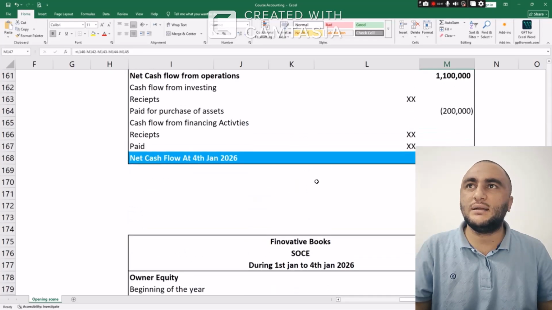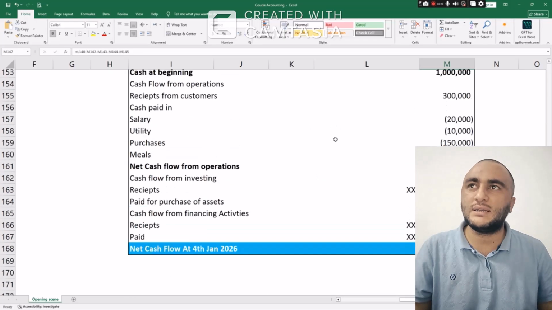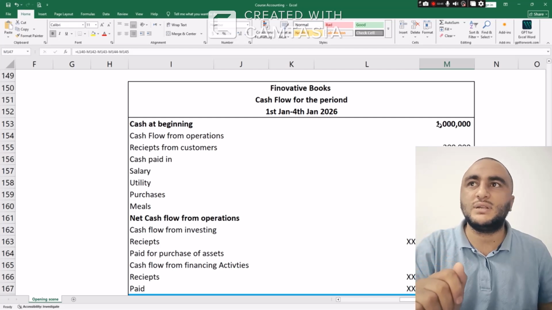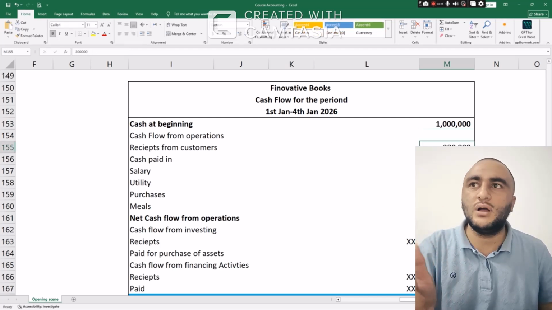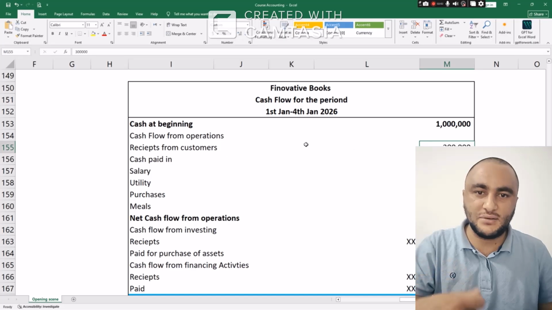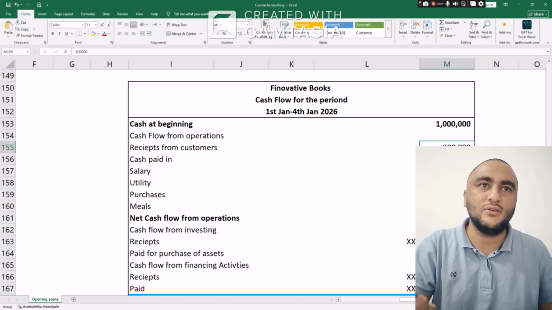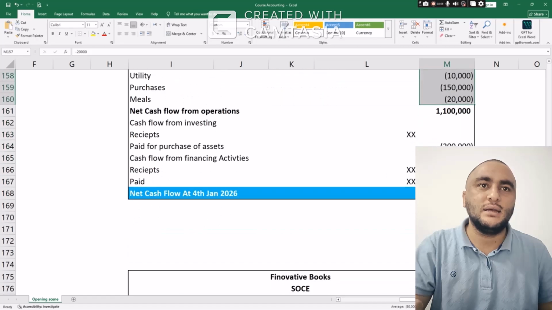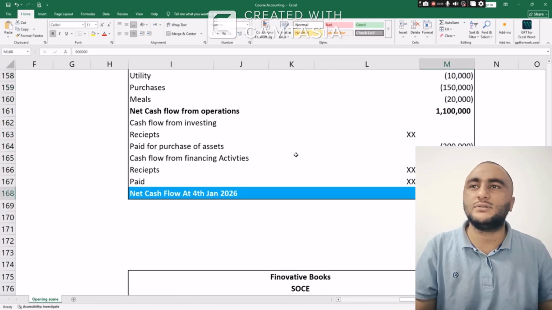Same for the cash flow. You will see here a basic cash flow. If you understand what is happening in cash flow, it's very simple. Cash at the beginning, you have to sum the cash flow, add the cash we received and deduct the cash we paid. So it's very simple. In our case, it's again 900,000.